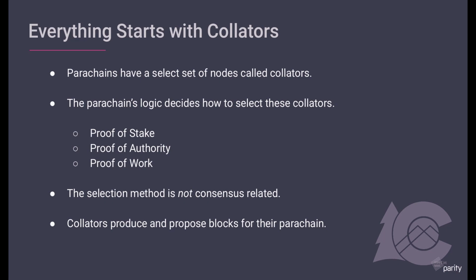If you think of a pure proof of work chain like Bitcoin, the proof of work is actually about who gets to add the next block to the chain, whereas the finality is which chain is the longest one. So as far as collators are concerned, they're just proposing blocks for their parachain, but it's up to the relay chain to actually finalize them.